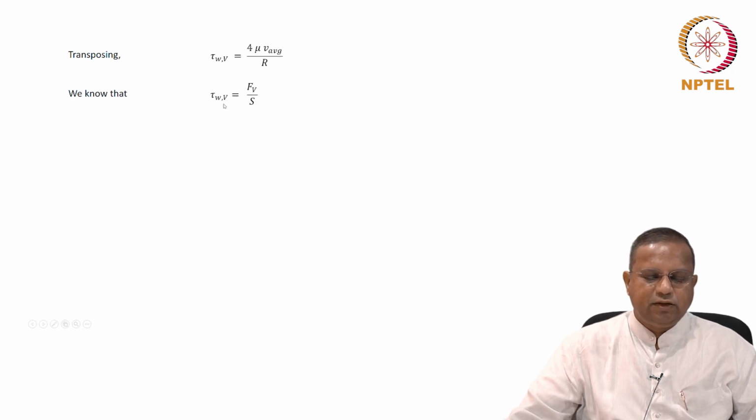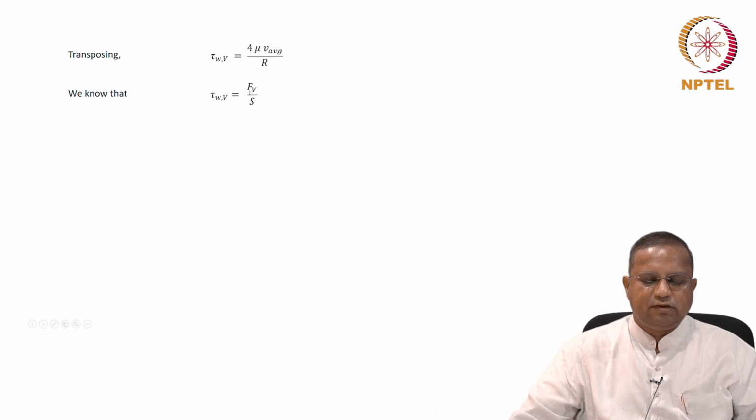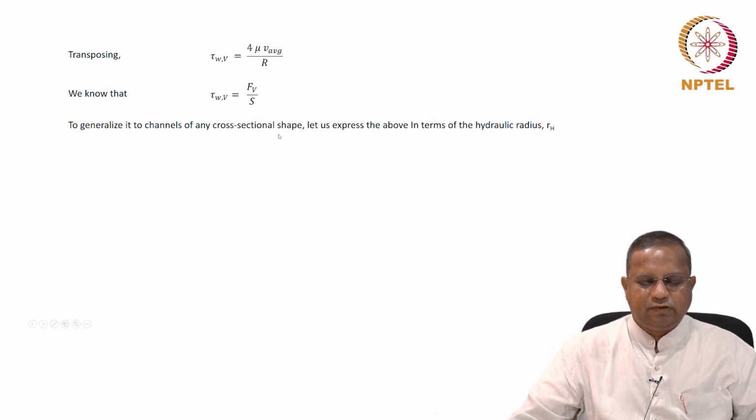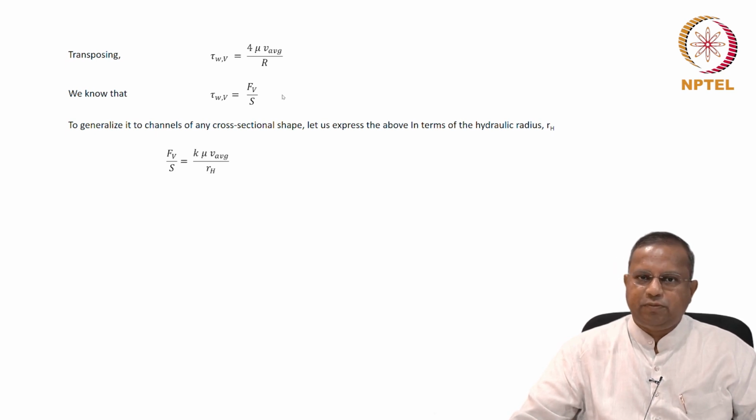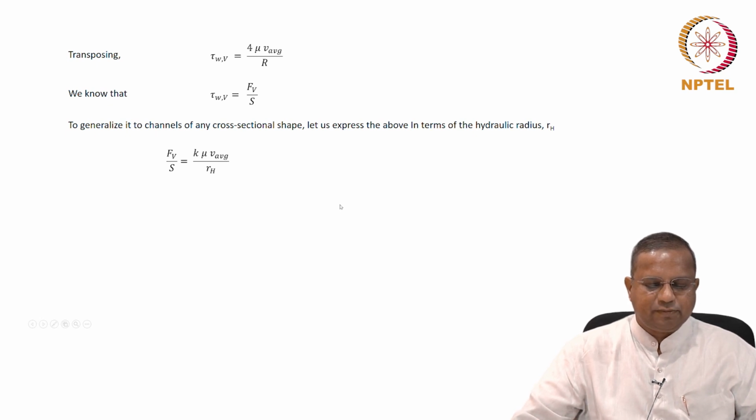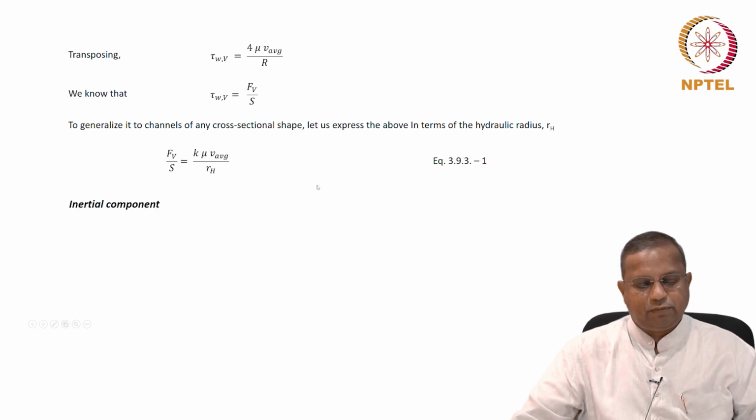And we already know that the shear stress is the viscous force divided by the surface area. To generalize it to channels of any cross section, we are going to express it in terms of the hydraulic radius, cross-sectional area by wetted perimeter. And therefore, Fv by S is nothing but K1 mu V average by a certain RH. So you see r we have here, and we have replaced r by RH, and therefore we have this expression for Fv by S. Equation 3.9.3-1.